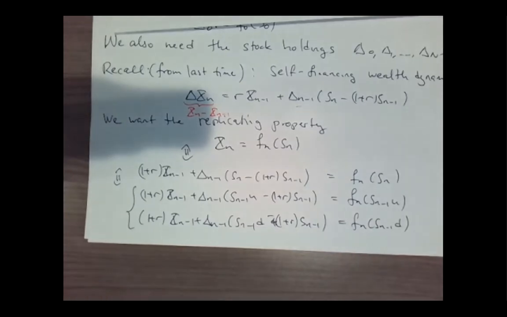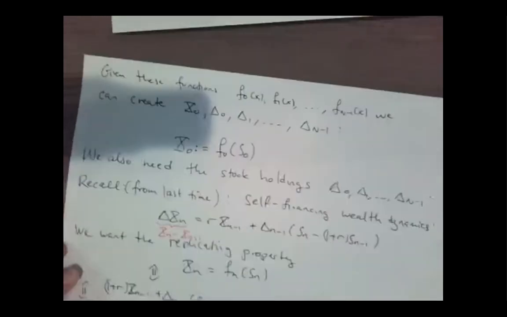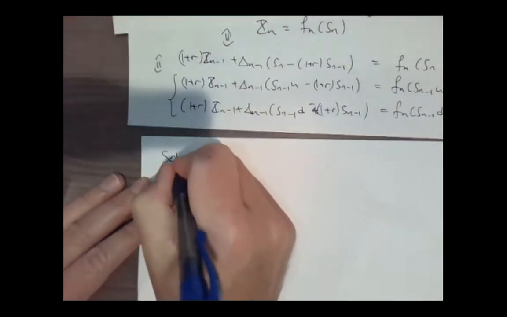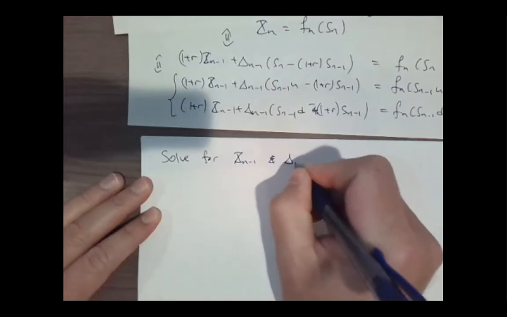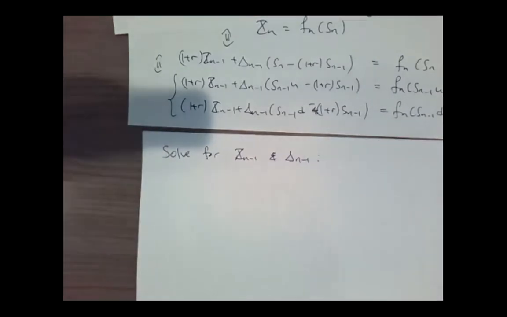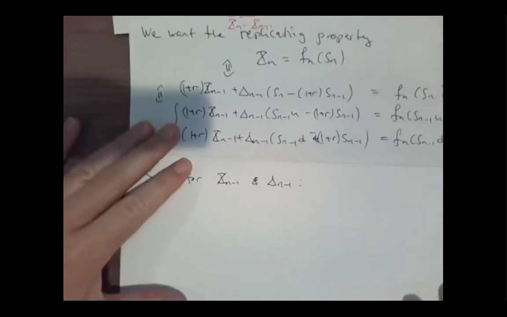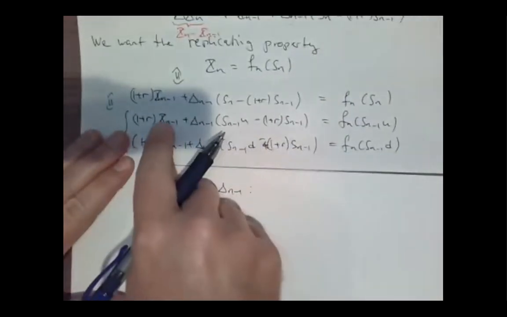So what I have here are these two equations, and my unknowns are xn minus 1 and delta n minus 1. We have two equations and two unknowns. We'll go ahead and try to solve them. So we solve for xn minus 1 and delta n minus 1. I'm solving for this variable and that variable.